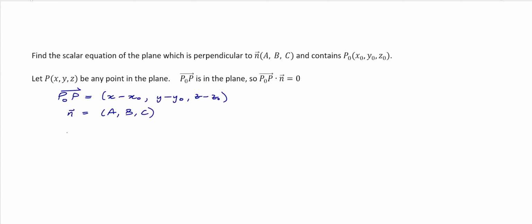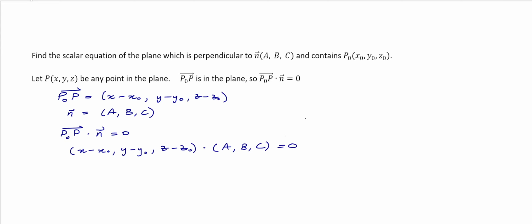Okay, and remember that the dot product of these must be equal to 0, because if the vector is in the plane and the normal is perpendicular to the plane, then the normal is perpendicular to that vector. So that dot product must equal 0. So again, I can say, x minus x naught, y minus y naught, z minus z naught, dot product with the normal vector a, comma b, comma c must be equal to 0.